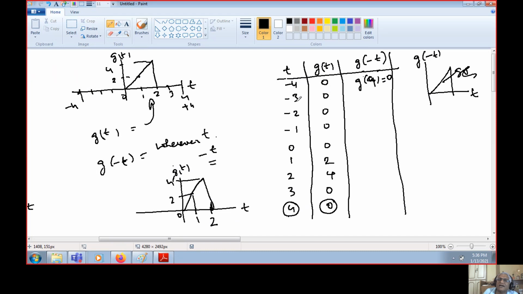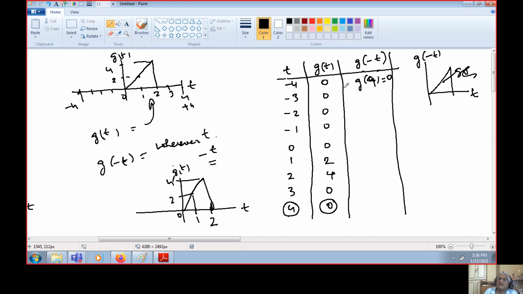So -4, -3, -2, -1, 0, 1, 2, 3, 4. For each of them, what is the value of g(t)? From the graph I am locating and putting here. So it is 0, 0, 0, 0, 0, 2, 4, 0, 0. So I got all the points. Now if you have more time, you can also put points like 4.5, 4, 3.5, 3, no problem.